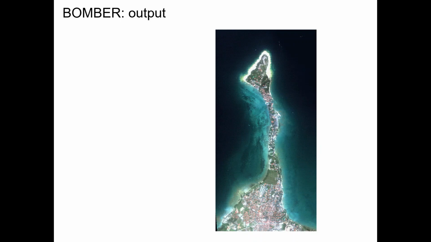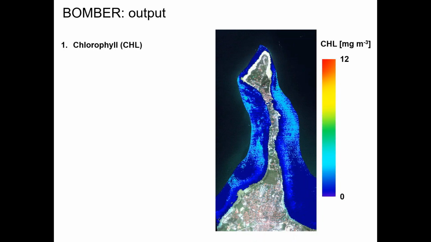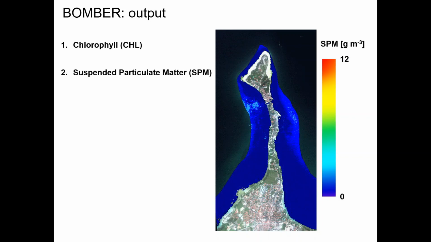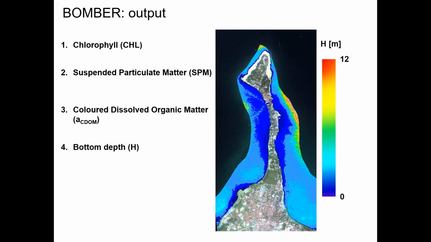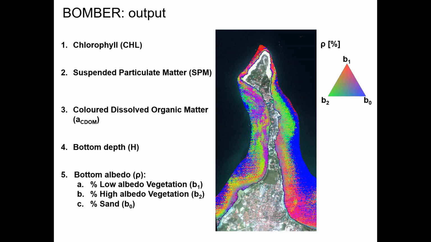So this is how the output looks like. This is the layer for chlorophyll A, this is the layer for SPM, for the colored dissolved organic matter, of the depth of the bottom, and of the fractional cover of the three substrate types we have defined as input in the model parameters setting.